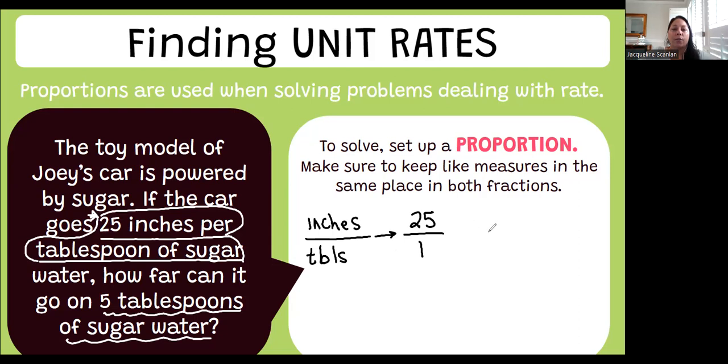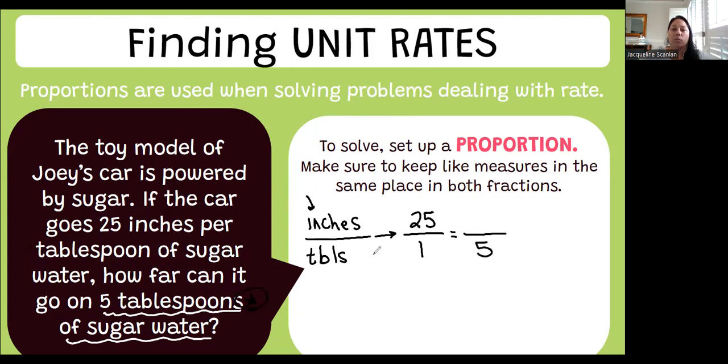Then I'm going to create another fraction, and I'm going to use the second piece of information given to me in this problem, which is the 5 tablespoons of sugar water. Again, when I'm using my setup of inches to tablespoons, I want to make sure that I'm putting the numbers in the right places. So notice that I am given 5 tablespoons of sugar water. That is going to go in my denominator because that's where my tablespoons are. And I don't know how far it can go. I don't know how many inches it can go. That is my unknown. So I can either put a question mark there or I can use a variable.